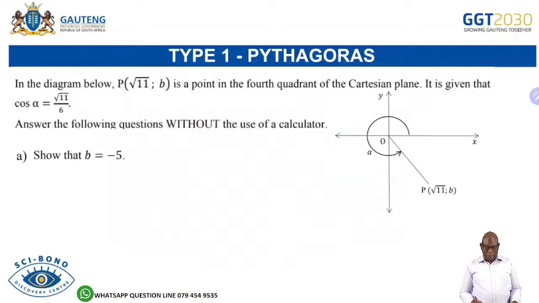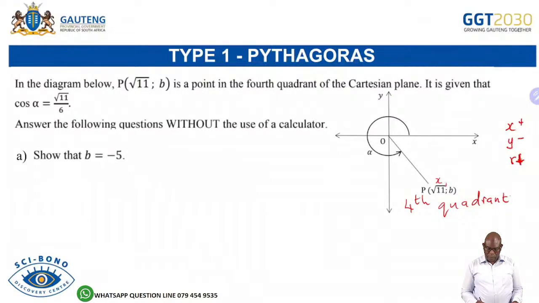First of all, you are given the diagram in the fourth quadrant. So here is the fourth quadrant. Now, what do I know about the fourth quadrant? In the fourth quadrant, I know my x value is positive, my y value is negative, and my r is always positive.